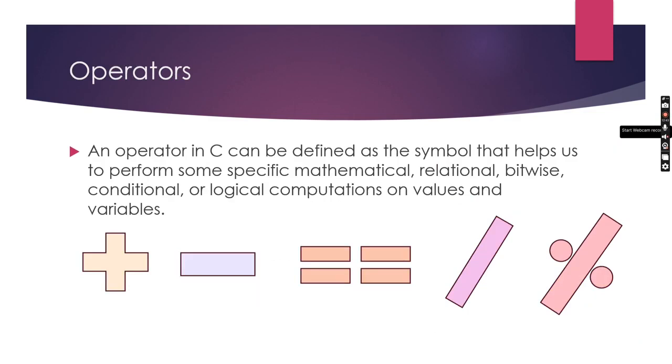Now let us look briefly at the operators in C. An operator in C can be defined as a symbol that helps us perform some specific mathematical, relational, bitwise, conditional, or logical computation on values and variables. Here plus is used for addition, minus is used for subtraction, double equals is used for equal to, single equals is used for assignment, percentage is used for modulo division, etc.